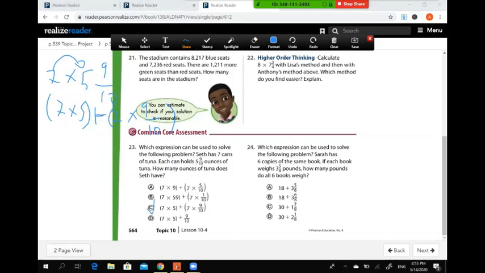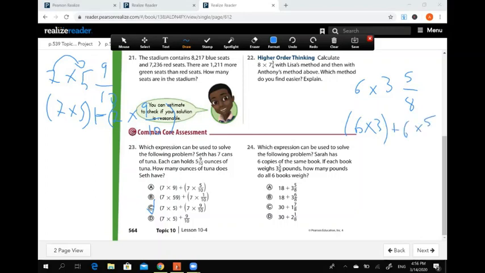So the answer will be C. Question number 24. Which expression can be used to solve the following problem? Sarah has 6 copies of the same book. If each book weighs 3 5/8 pounds, how many pounds do all 6 books weigh? So 6 times 3 5/8. Here I will also use distribution. You can use any method to get the final answer. 6 times 3 plus 6 times 5 over 8.